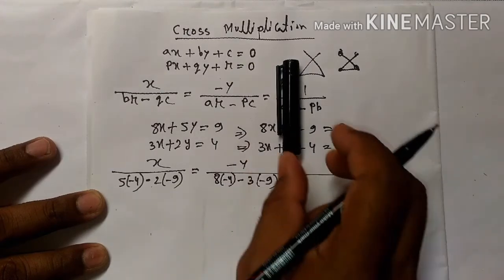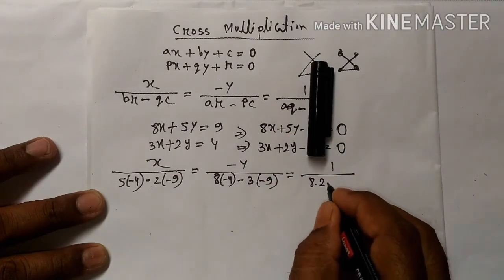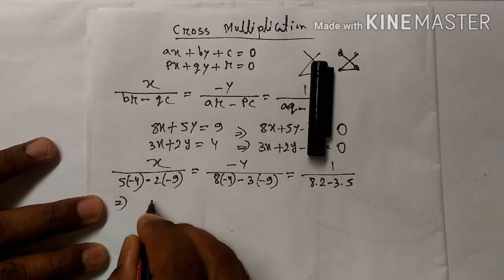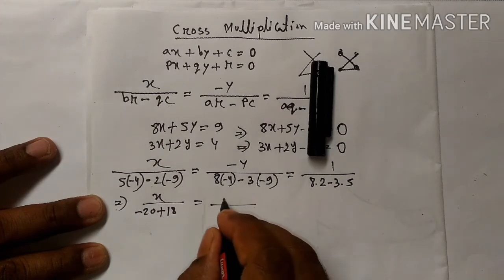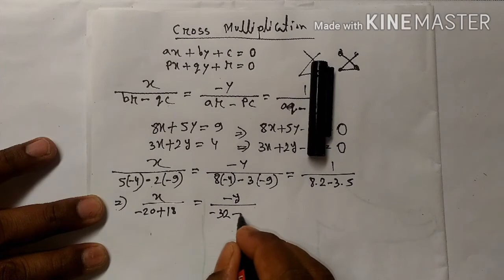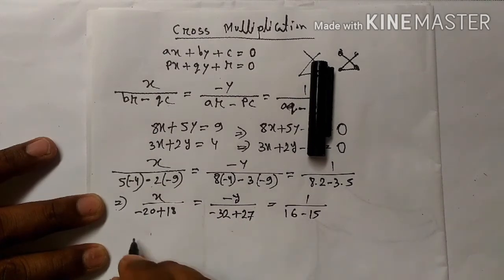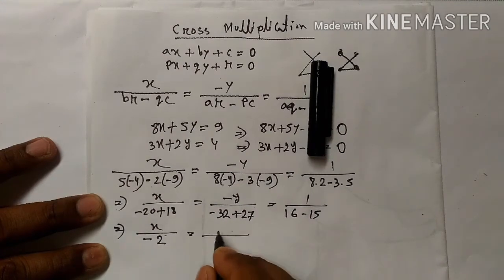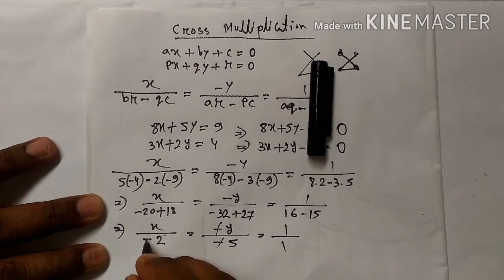This is the same process. After that you remove the constant, 8 into 2 minus 3 into 5. So you just simplify this one. Suppose x by minus 20 plus 18 equal to minus y by minus 32 plus 27 equal to 1 by 16 minus 15, implies x by minus 2, and this one will come minus 5, this one will come 1 by 1, minus minus cancel.